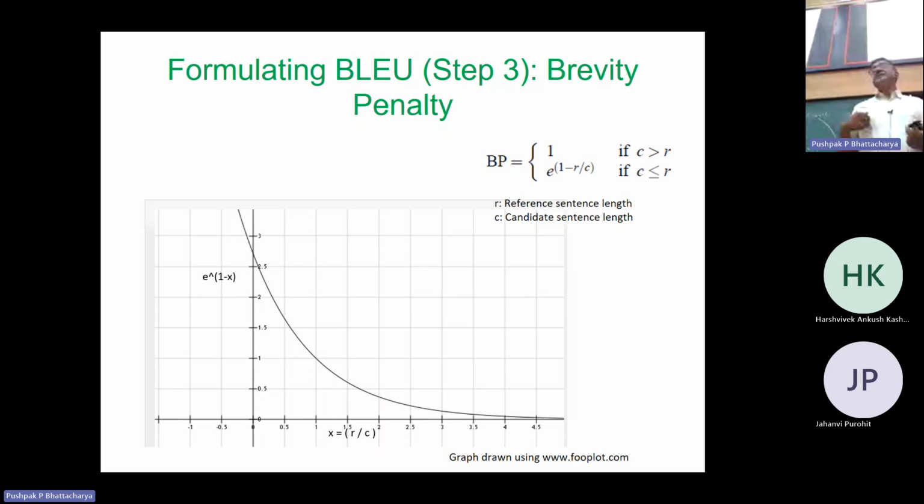If the candidate translation's length is more than the reference translation, then brevity penalty is equal to 1. Otherwise, it is e to the power 1 minus r by c. So when r is equal to c, this is e to the power 0, which is equal to 1. As c becomes smaller and smaller, r by c goes on increasing. It becomes more than 1. Then you will have this quantity as 1 by e to the power something. So this comes as a reducing factor for the precision value.